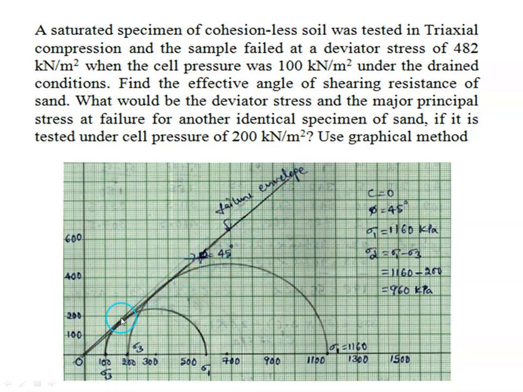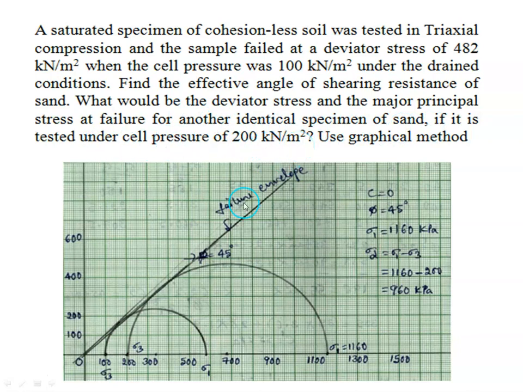First we have to plot the values of sigma 1 and sigma 3. Then we have to draw the semicircle. Then we have to draw the tangent to this Mohr circle, which will give you the failure envelope. From this we can find the value of phi, the effective angle of shearing resistance. After that, what would be the deviator stress and the major principal stress at failure for another identical specimen of sand if it is tested under a cell pressure of 200 kN per meter square.